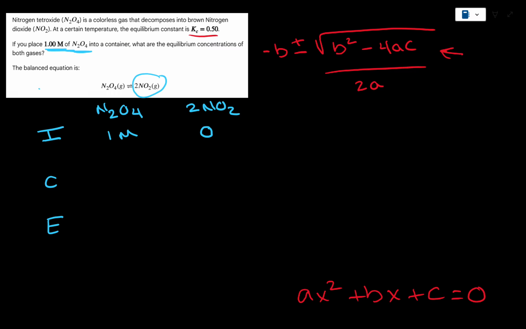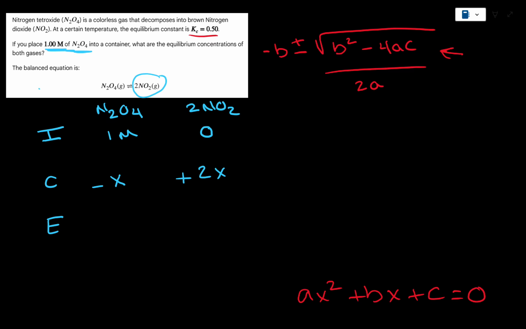And then the change, remember, we represent the change with x. And I'm going to put 2x right here because the coefficient is 2. And I'm also going to put a plus sign because this is a product, and a minus sign because this is a reactant. Reactants get consumed and products get formed. Now, if this is a reverse reaction, the signs would be opposite. The reactants would be plus and the products would be subtracted. But this is a forward reaction, not a reverse reaction.